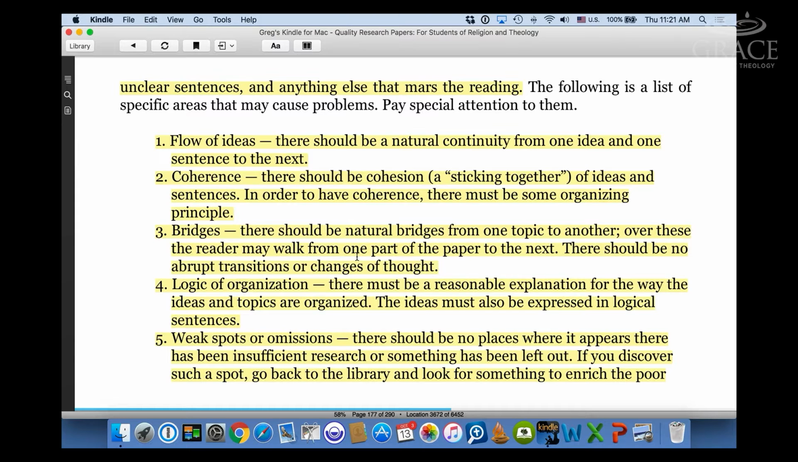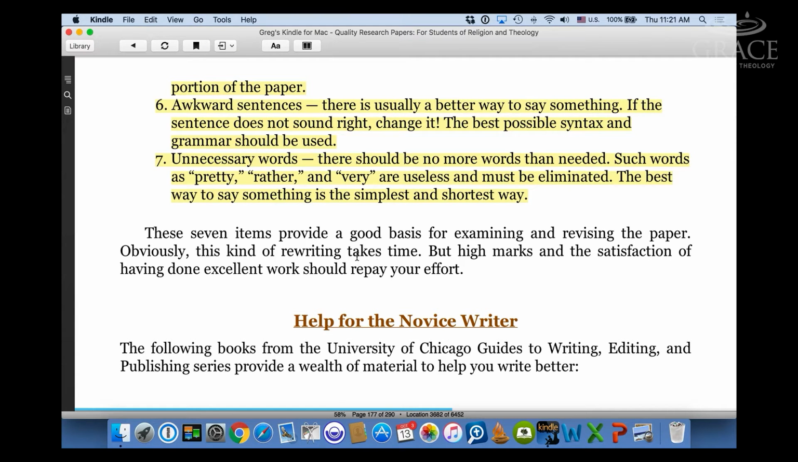And then weak spots or omissions. Try not to have places where the reader can tell the research is insufficient. And you may have to go back to the library and look for more things, but there may be things where there's holes in your argument. And so proofreading will help surface those. Awkward sentences. Again, if you read it aloud, you can hear that awkwardness and be able to change it up.